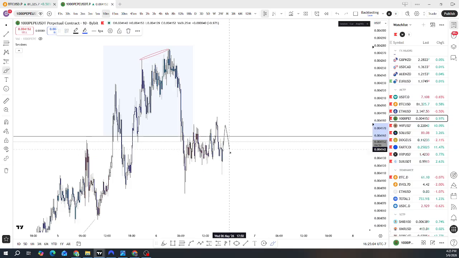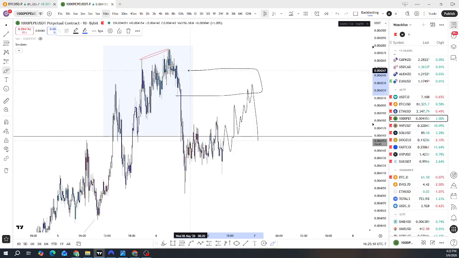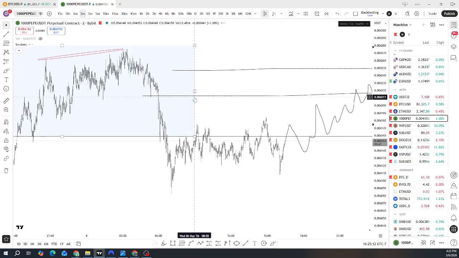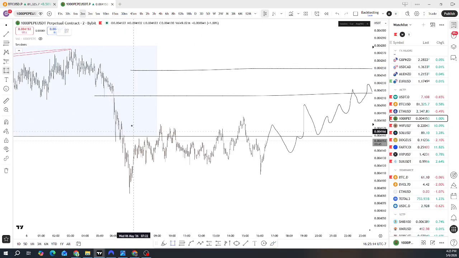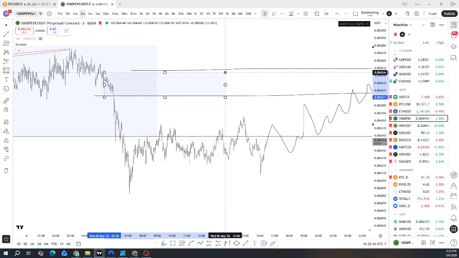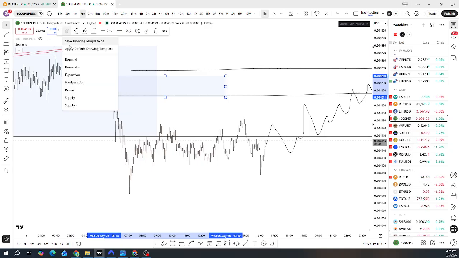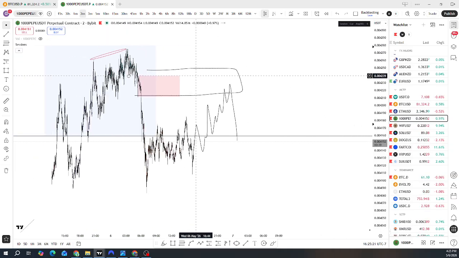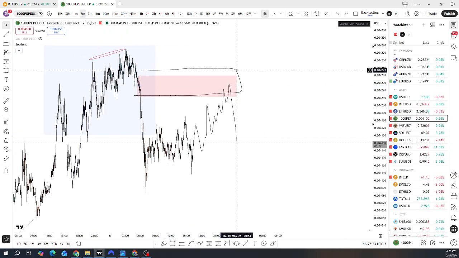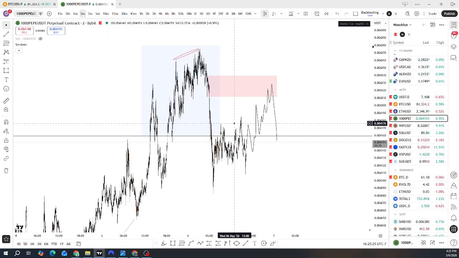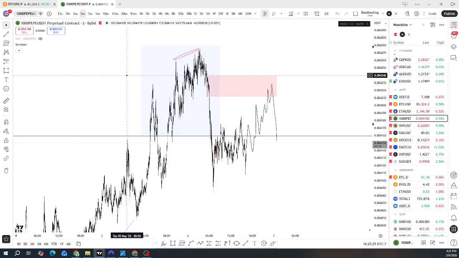So yeah, just gonna be watching this for a potential test entry, coming up here into this supply. Double checking that supply in the lower time frame. Yep, looks decent enough. So yeah, just gonna be watching this for some sort of a test entry after my initial entry got stopped out.